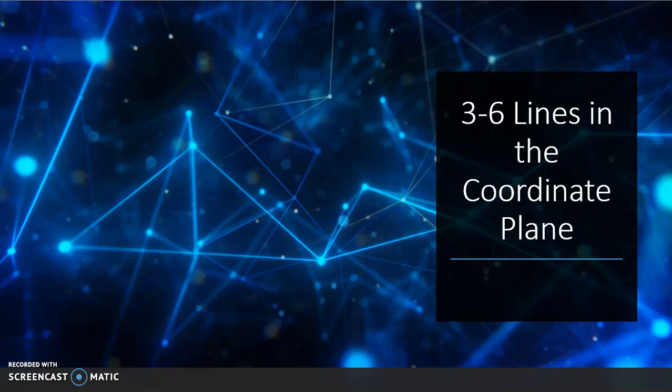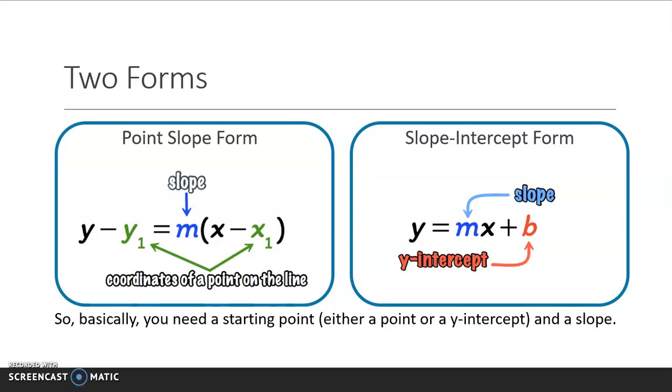Hi everyone, and welcome to a quick review of lines in the coordinate plane. In this video, we're going to look at the two forms of linear functions, and we're going to do some examples. So let's look at those two forms first. The two forms for linear functions are point-slope form and slope-intercept form.